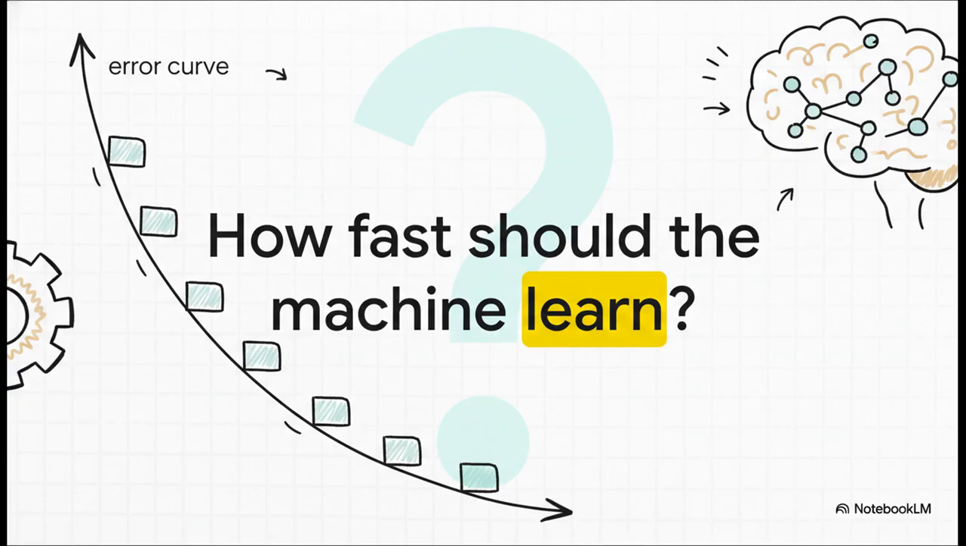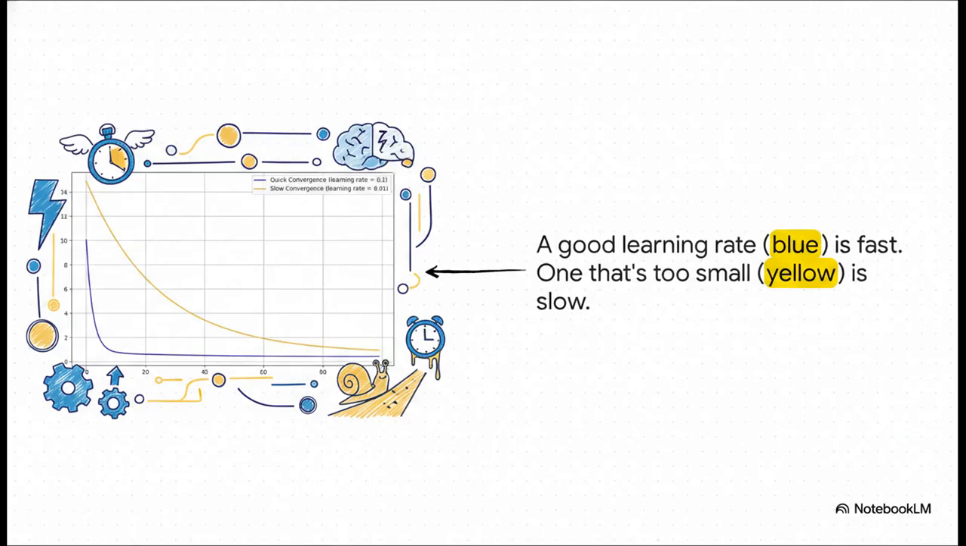And let me tell you, choosing the right learning rate is one of the most critical parts of training a model successfully. I mean, just look at the difference here. The blue line shows a good learning rate. The error drops nice and fast and then it levels off. But that yellow line, that's a learning rate that's way too small. Yeah, the model is learning, but it's taking forever to get to the right answer.